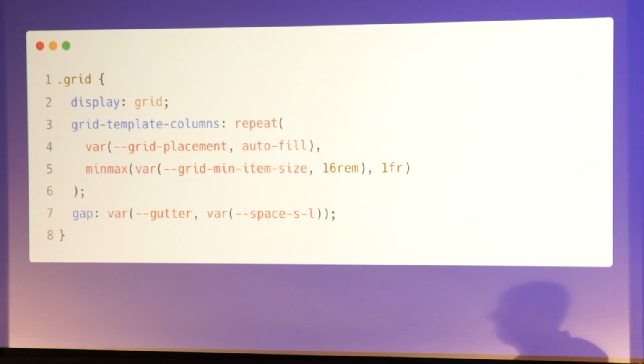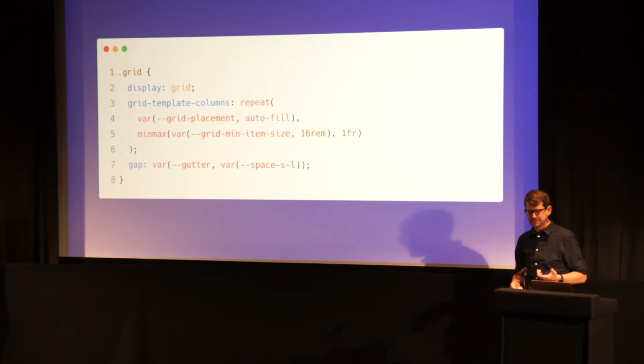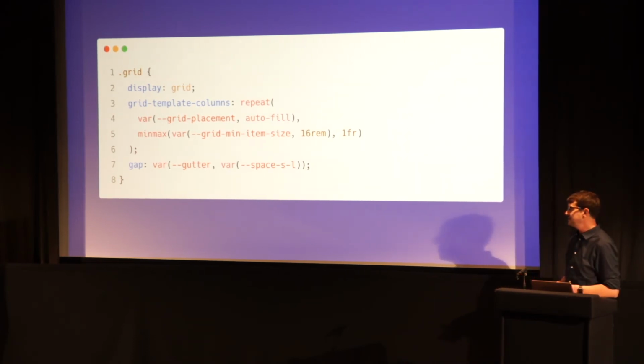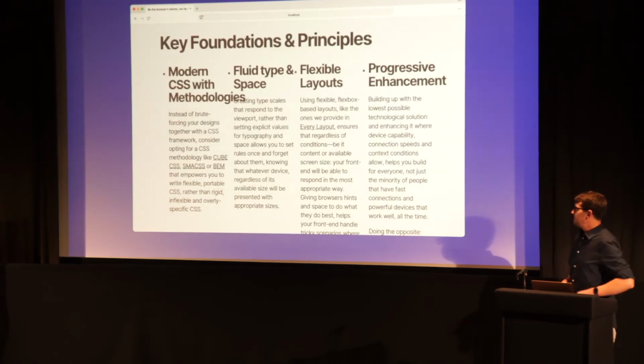And then the second part is the sizing of those columns. So grid's got this function called minmax, which is a bit like clamp, but you don't get the middle part. And what we're doing there is, again, looking for a grid min-item size custom property, or falling back to 16rem, which, if you want a pixel version, is about 280 pixels. And then the maximum size is 1fr, which is a fractional unit. And what that essentially means is whatever space is left between what's been calculated already, share it equally between all the columns. So let's apply it to our grid.